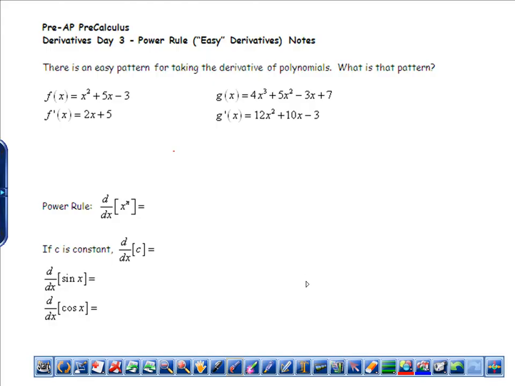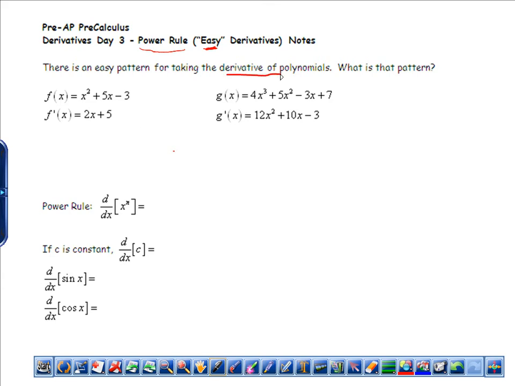Okay, so this is derivatives day 3. You've had 2 days of doing derivatives with the rule. Now we're going to learn something called the power rule. And if you notice here it says easy derivatives, and you will find out very quickly why that's called easy. So it says there's a pattern for taking the derivative of polynomials.